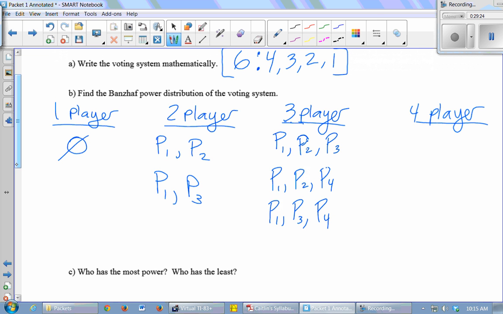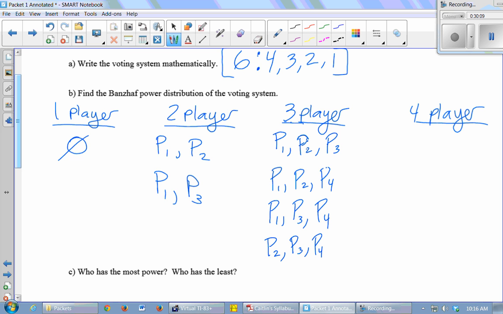Are there any other 3-player teams that start with player 1? No. So I move on to teams that start with player 2, and the only one would be player 2, player 3, player 4. And then that's it. I can't start with player 3 because anything that I start with player 3 is just going to be a repeat of something I've already written, just in a different order. Does that make sense? Okay. These are all the possible 3-player teams. It happens that they're all winning in this case.